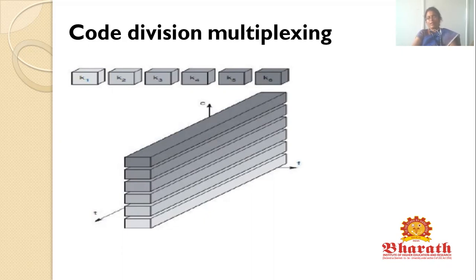OFDM divides a broadband channel into multiple parallel narrowband subchannels, and each subchannel carries a low data rate stream of signals. Finally, the signals are added together and transmitted as a high data rate signal.